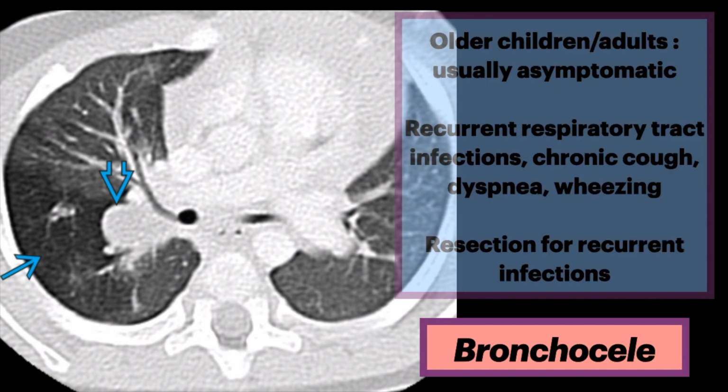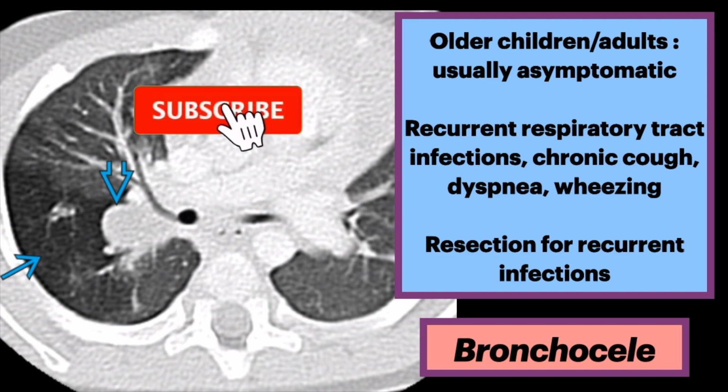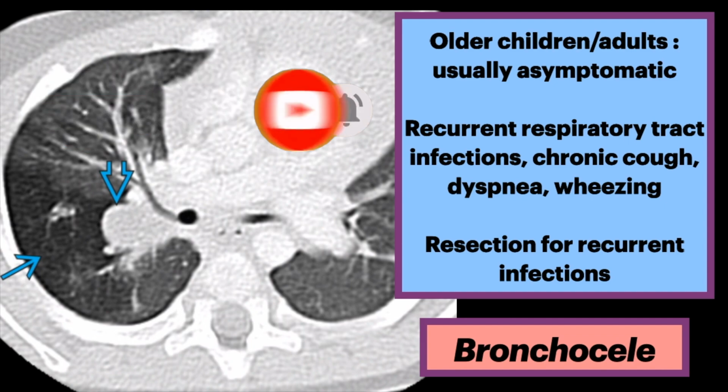Clinically, older children and some adults are typically asymptomatic, but they may present with recurrent respiratory tract infections, including chronic cough, shortness of breath, and/or wheezing, especially in early childhood. Resection is usually reserved for very recurrent infections.